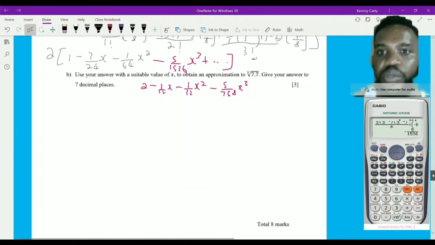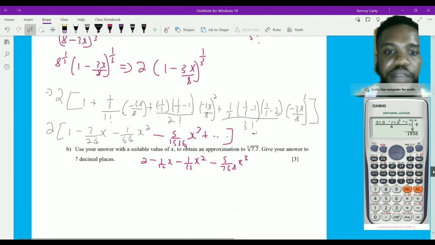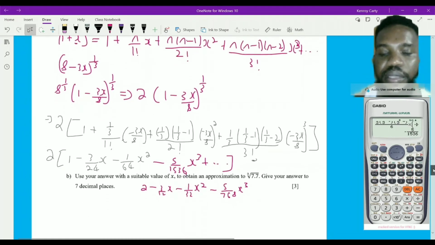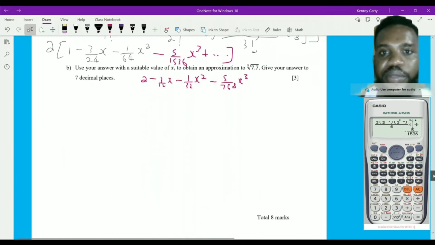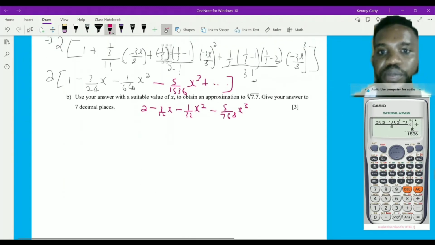It says, use your answer with a suitable value of x to obtain an approximation to the cube root of 7.7. Give your answer to 7 decimal places. It's a whole lot of decimal places. So let me see what I'm going to do here. In this case, this is what I'm going to do.